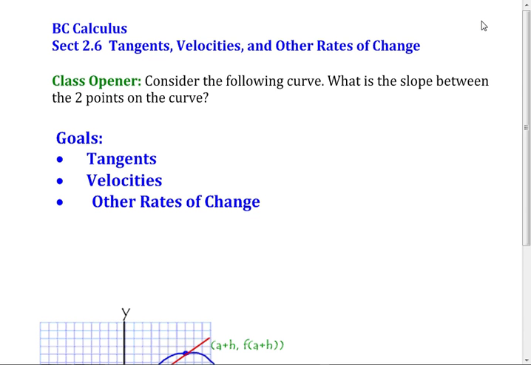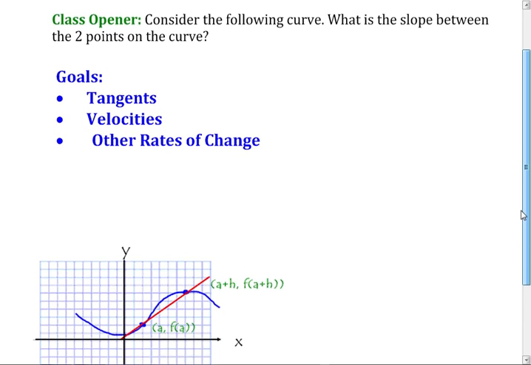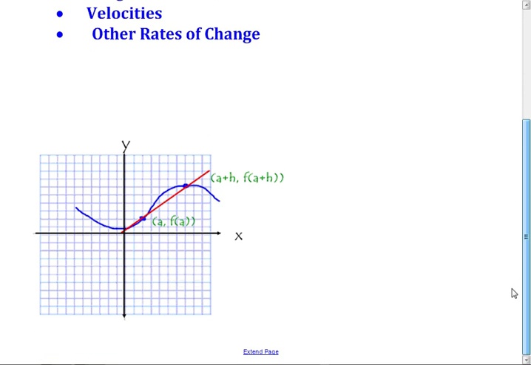What is the slope between the 2 points on the curve? Our goals today are going to be looking at tangents, velocity, and other rates of change. Okay, so there you go. You should be writing it down. What's the slope between those 2 points? Okay, you guys? What's the slope between the 2 points on the graph?